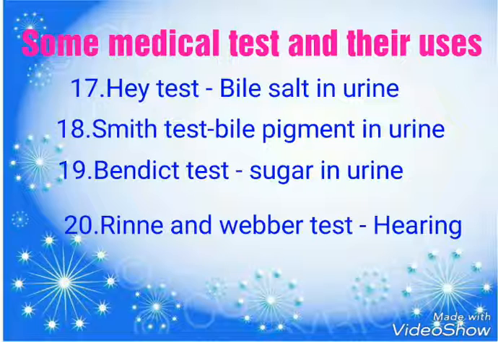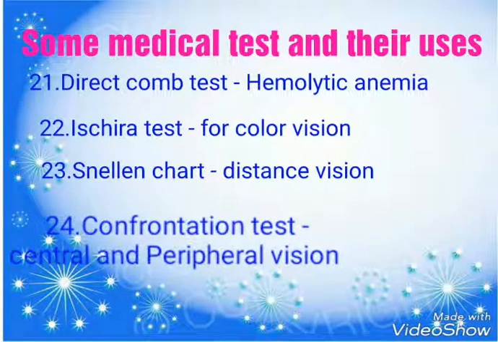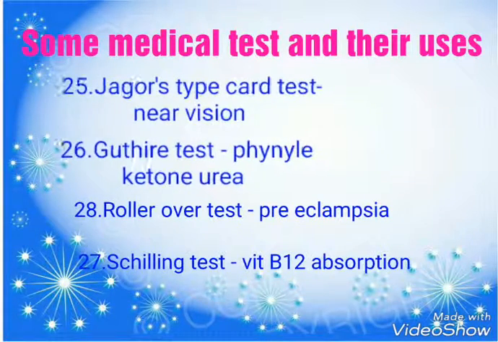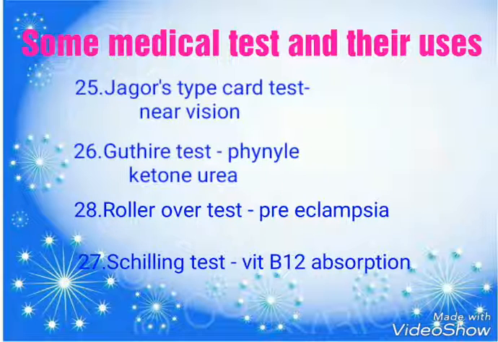Next, Rinne and Weber test is done for hearing. Okay. Next, Coombs test for hemolytic anemia. Next, Ishihara test for color vision. Next, Snellen chart for distance vision. Next, confrontation test for central and peripheral vision. Okay. Next, Jaeger chart for near vision.